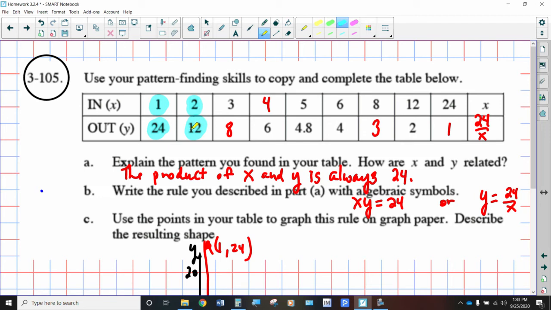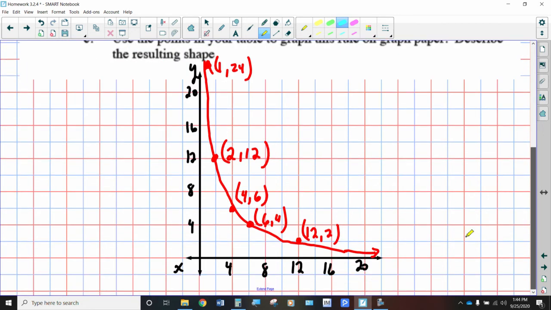This is a very unique type of situation where the product of these two numbers is always going to be 24, no matter what. So y is going to be equal to 24 divided by whatever x is. So 24 divided by 2 is 12, 24 divided by 3 is 8, 24 divided by 4 is 6, and so on and so forth. So that becomes the rule right there. If you were to multiply x on each side, you'd get it looking like that. So once you graph this, this is an interesting type of graph.